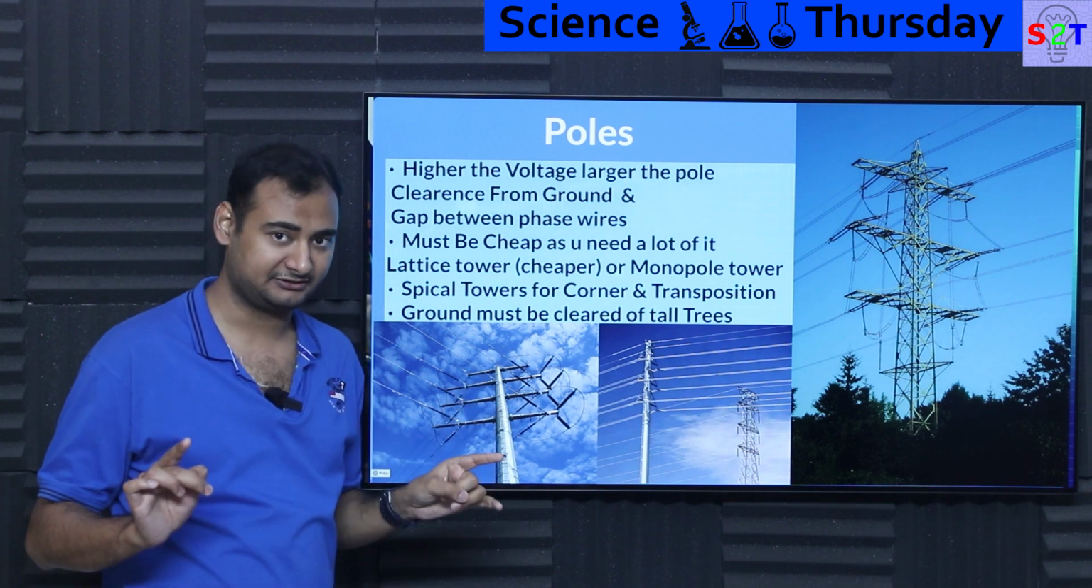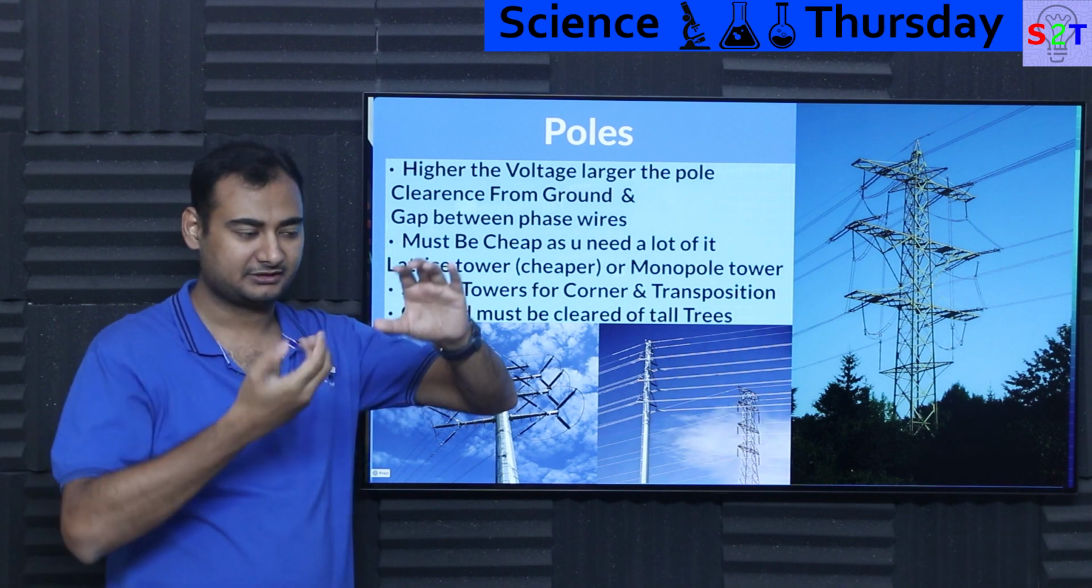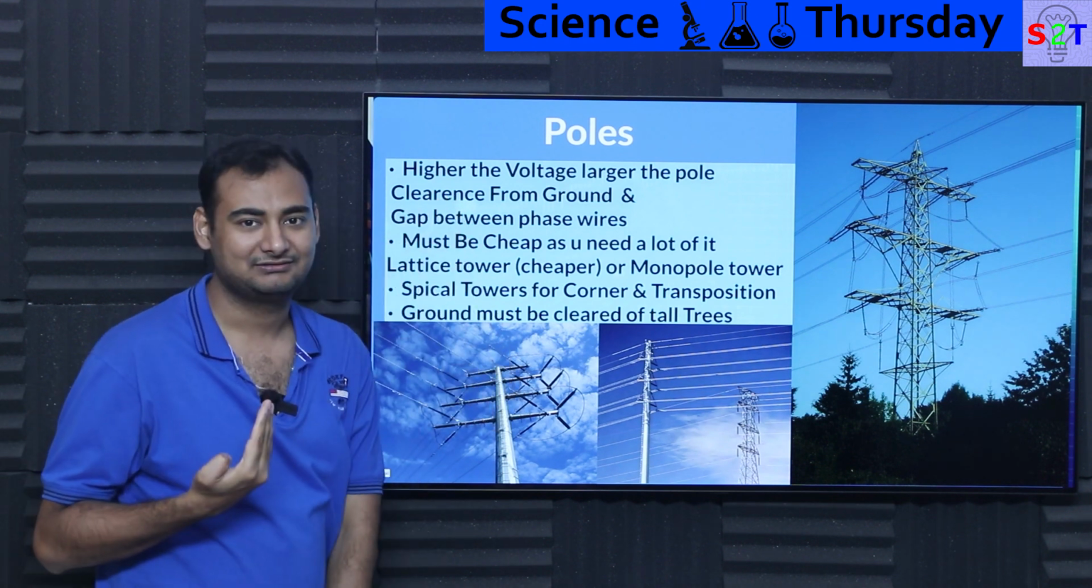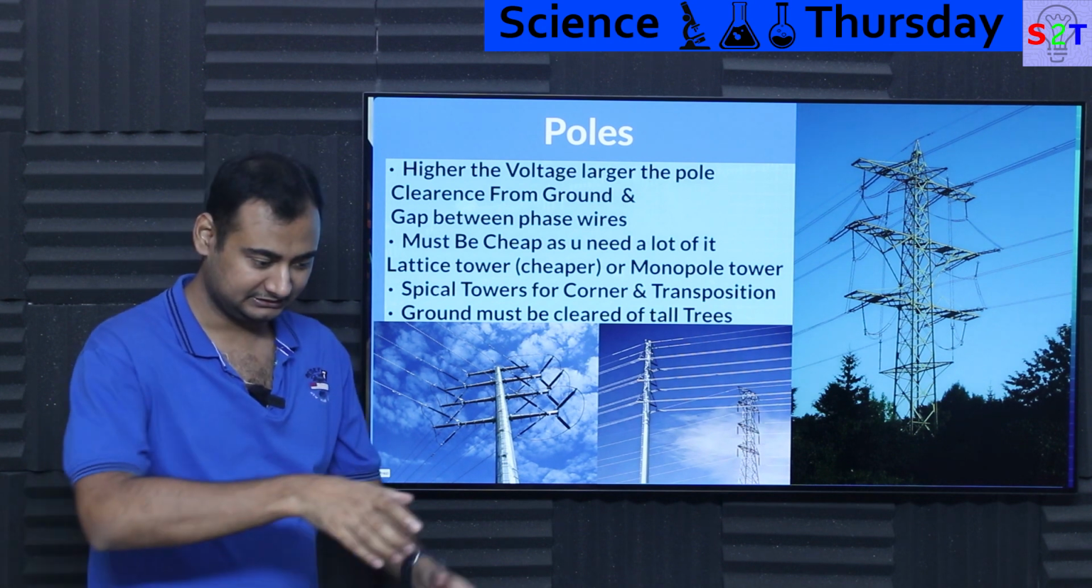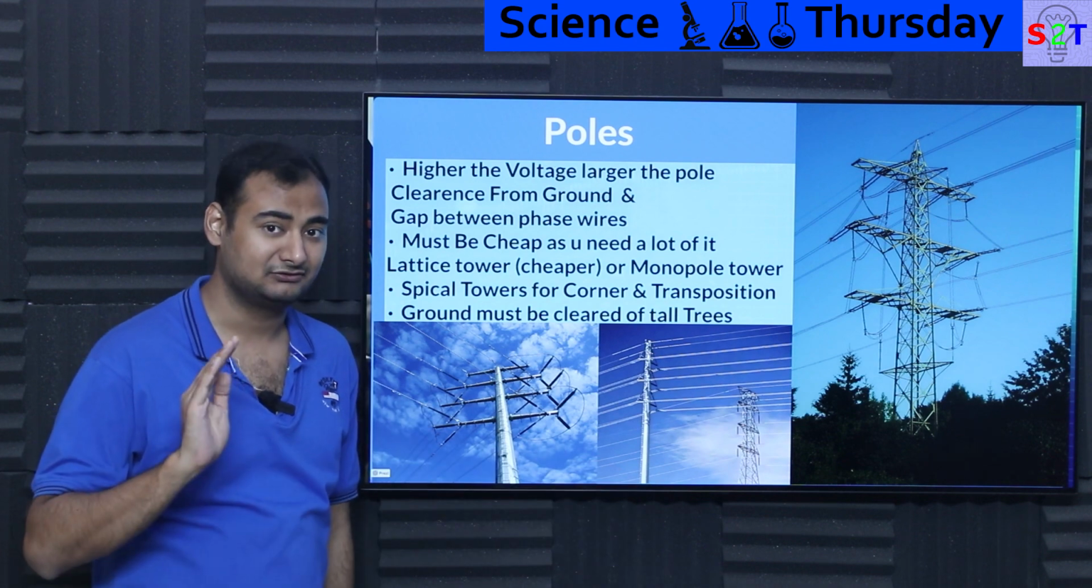And the ground must be cleared of trees. Even though the air gap is the insulator part, a tree may not affect it directly, but in rain it will. That's why you have a lot of shorts in rain. So the area below the high voltage line has to be cleared of tall trees.